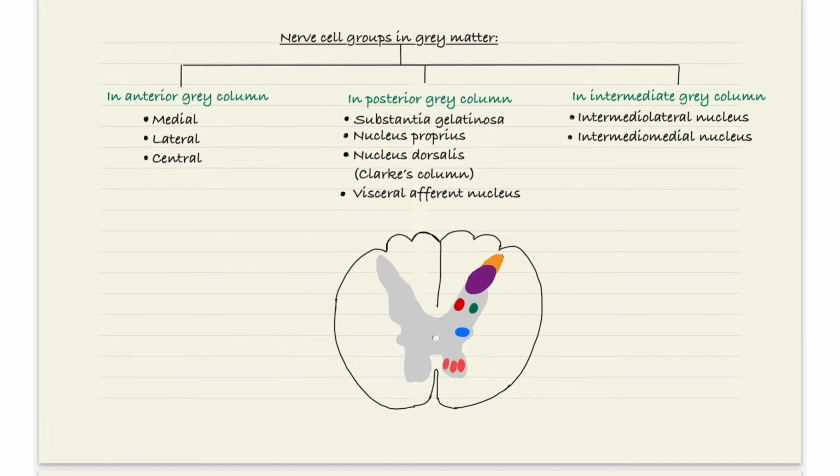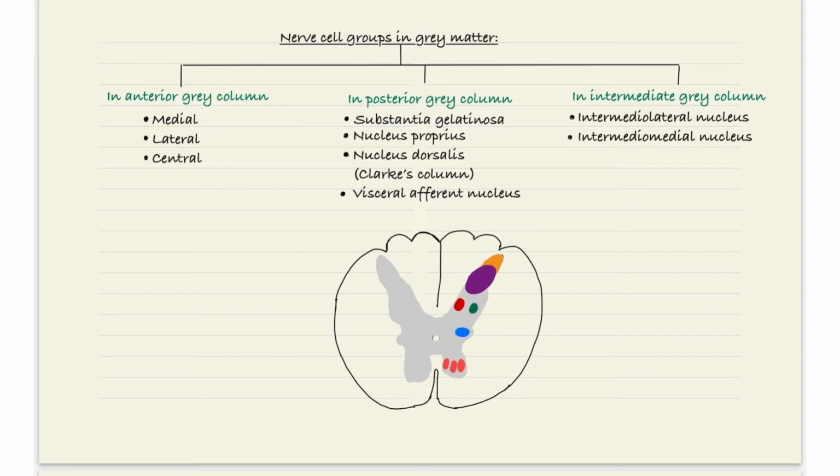Next, nerve cell groups in the gray matter. In the anterior gray column, we have the medial, lateral and the central nerve cell groups. So this is the medial, this is the lateral and this is the central. In the posterior gray column, meaning this whole part, we have the substantia gelatinosa. So this orange part is the substantia gelatinosa. Then the purple one is the nucleus proprius. The inner red one is the nucleus dorsalis or Clarke's column, and this green one is the visceral afferent nucleus.